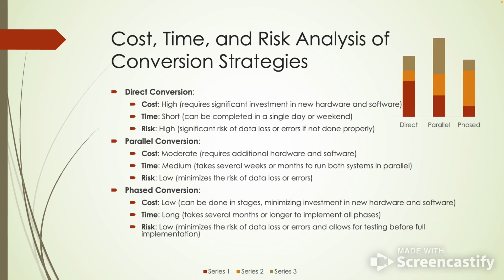Here you can see a chart for all these three conversions. The dark red represents cost, the light yellowish represents time, and the brown represents risks.